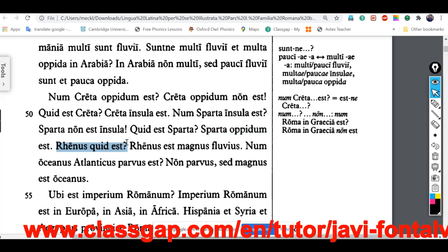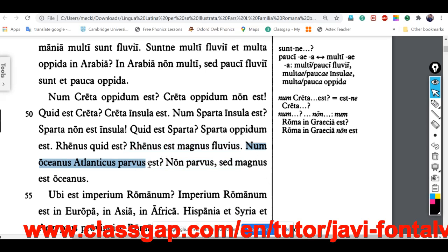Rhenus quid est? What is the Rhine? Yes, exactly. So you can see we can change the order very easily in Latin, right? Rhenus est magnus fluvius. Rhine is a big river.